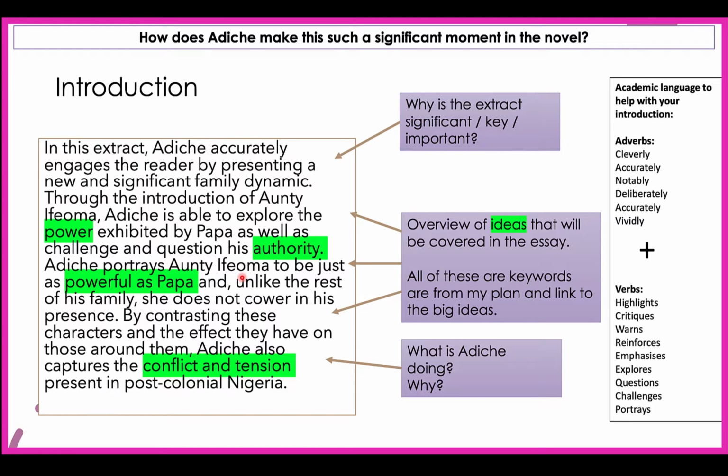Adichie portrays Auntie Ifeoma to be just as powerful as Papa, and unlike the rest of his family, she does not cower in his presence. By contrasting these characters and the effect they have on those around them, Adichie also captures the conflict and tension present in post-colonial Nigeria. So I'm showing what she's doing and the significance of what she's doing.